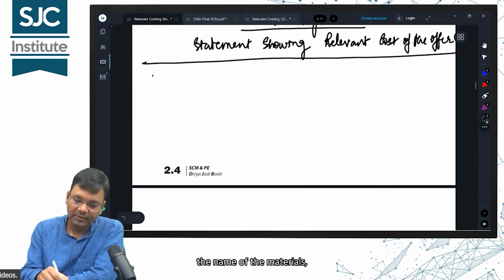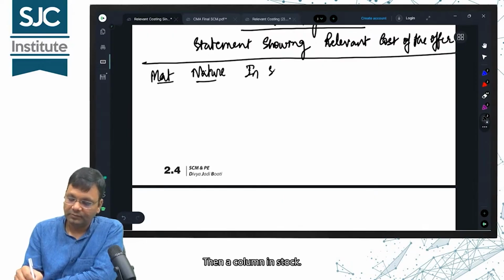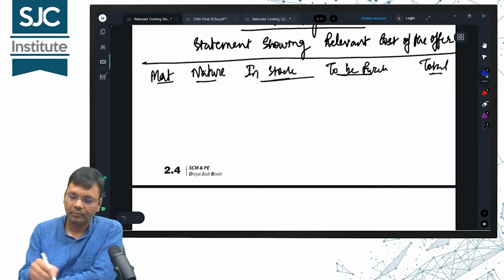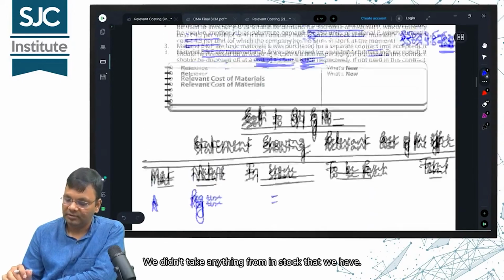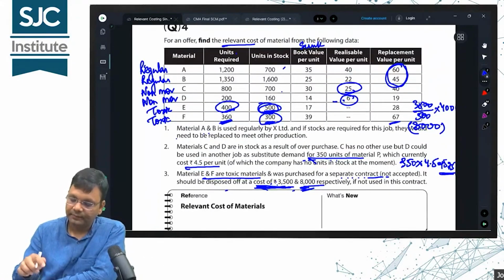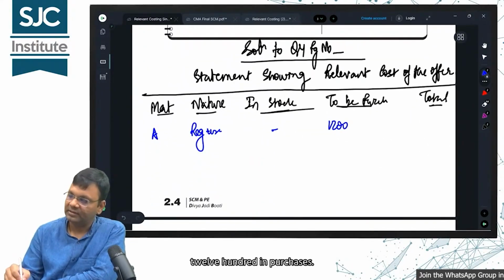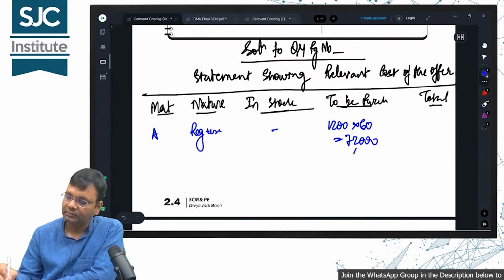Particulars: the name of the materials. I can write nature in a column, or I can write it in brackets here. Then a column for in stock, to be purchased, and total. Material A. Nature is regular use. We didn't take anything from the stock that we have. Now we will look at to be purchased. To be purchased is 1200. Nothing from stock. 1200 in purchases, at the rate of 60, is 72,000 in total.